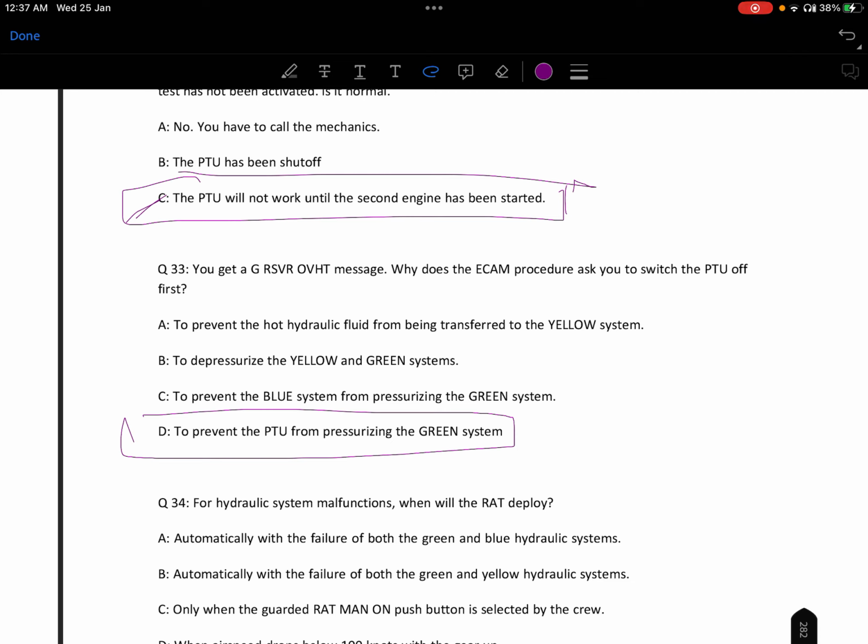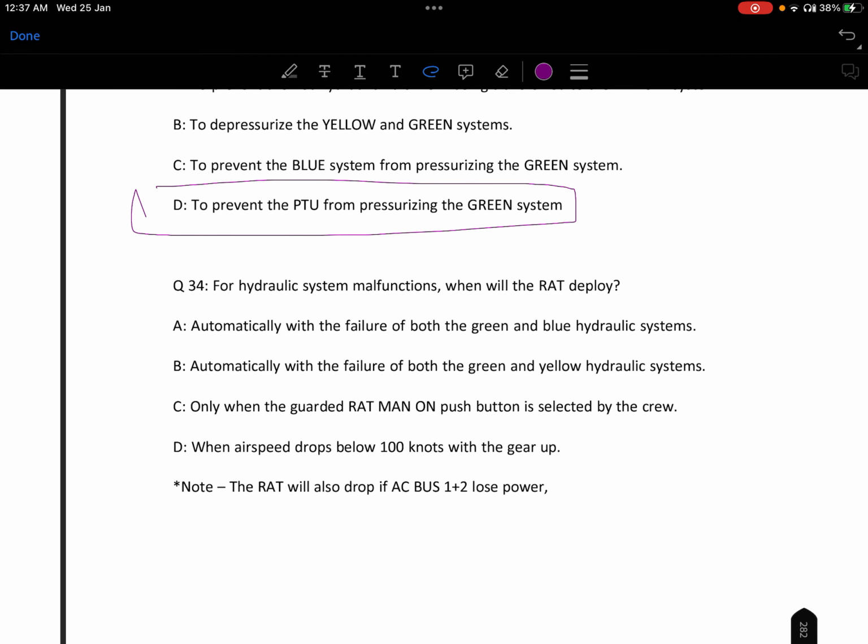Because it's overheat. Fluid is not in limits. The fluid which will be used to pressurize the different users is not within limits. If PTU will try to use yellow system to pressurize green system, so it will affect the system, right? It won't be able to.